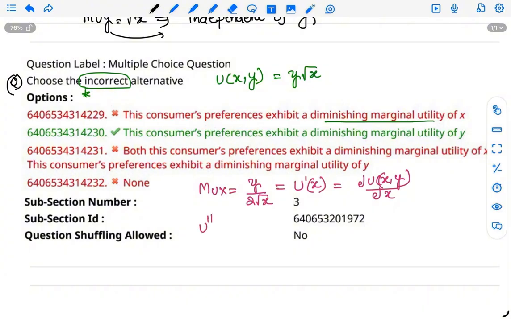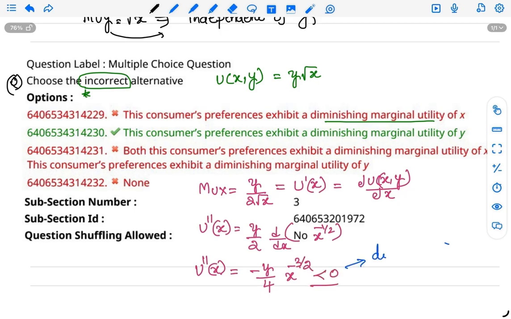If u double dash of x, again differentiating this equation, y by 2 root x with respect to x, y by 2 is constant, 1 by root x, which is x power minus 1 by 2 differentiated with respect to x. So u double dash of x is minus y by 4 x power minus 3 by 2, which is less than 0, that is, it diminishes.